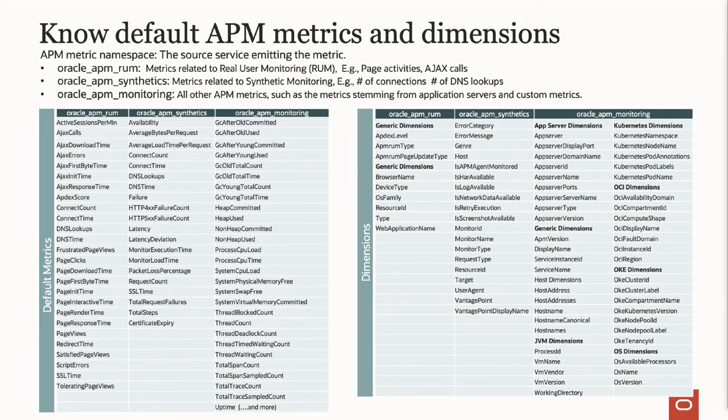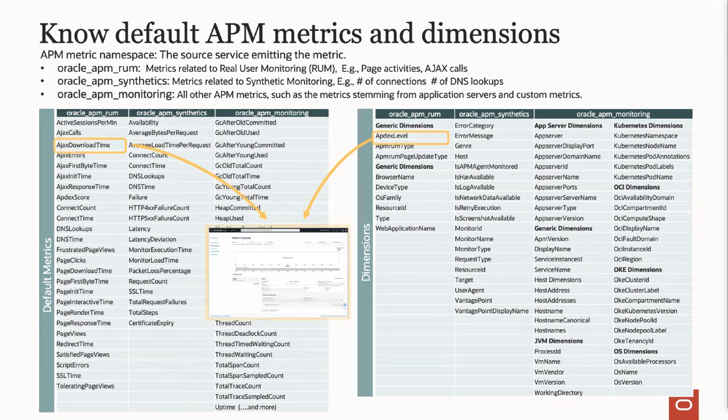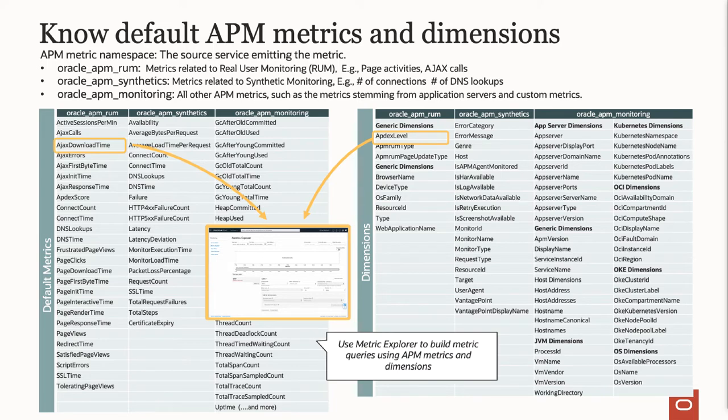Each metric has a set of dimensions. Dimensions are the attributes of the metric and can be used to filter the metric data. So for example, you can create a metric query from the RUM metric AJAX download time with the dimension Apdex level. And using the Metric Explorer feature, you can create an alarm. So let's see how that can be done.